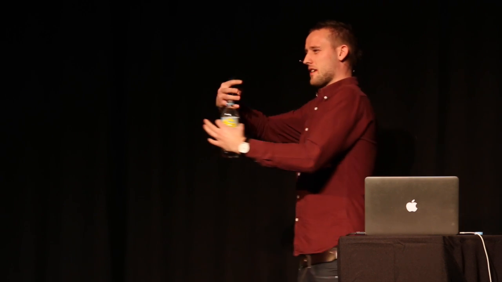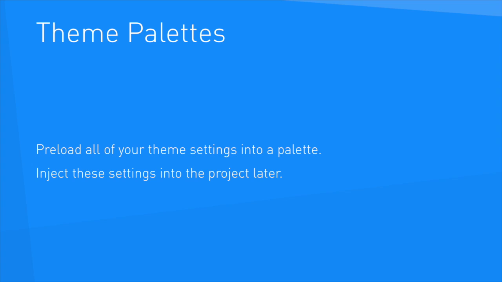The next method, theme palettes. Theme palettes are not an entirely new concept. You'll have seen something like them before, I imagine. Theme palettes is basically front-loading the entire theme information, the entire color palette, all of that into one settings file, and then just using that information later on in the project.